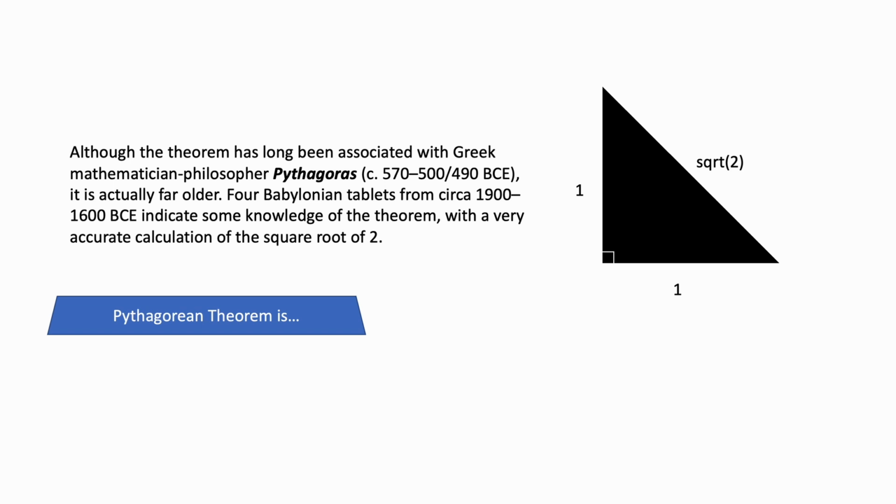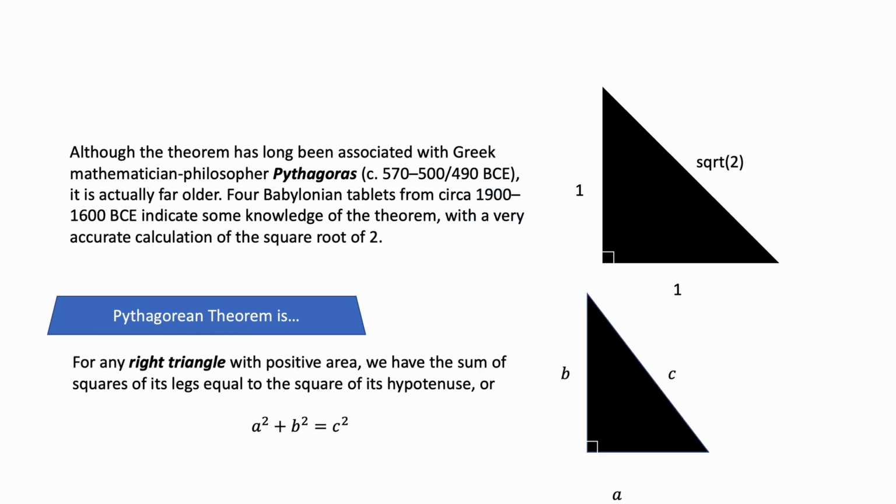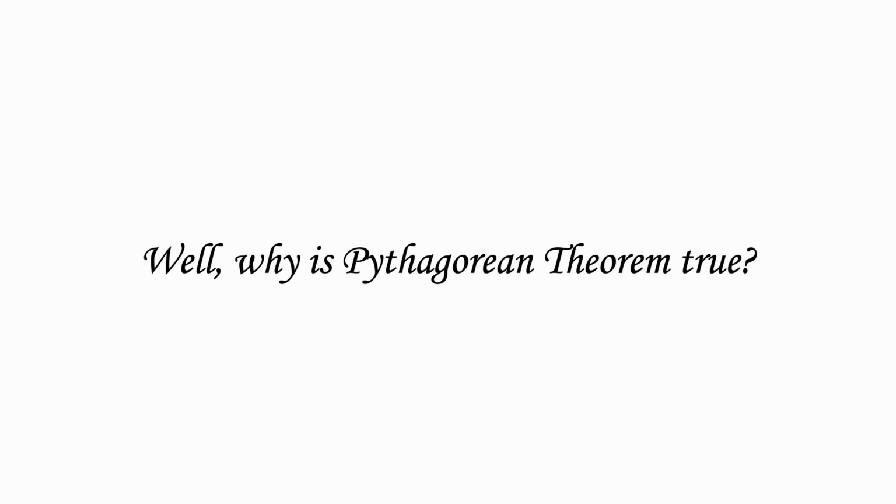And the Pythagorean theorem is stated as: for any right triangle with a positive area, so it is not degenerate, we have the sum of the squares of its legs equal to the square of its hypotenuse. But why is the Pythagorean theorem true? Well, we're going to prove that right now.